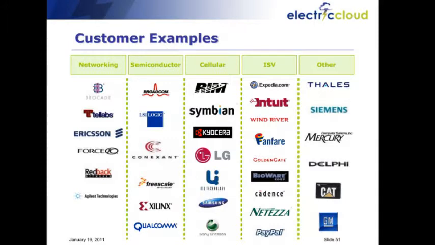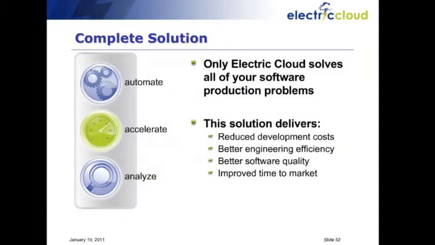We're very proud of our customer list. We're working with leaders across multiple different verticals. Some of the biggest, most complicated software builds in the world are managed and accelerated by Electric Cloud software, and we're very proud to say that we have virtually no shelfware. Our products get used and get immediately installed as central to these organizations. You can recognize a lot of the names and the logos there. And it's really the only solution out there which can solve the entire software production problem.